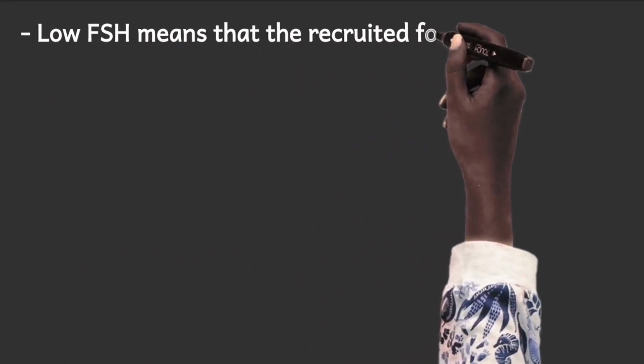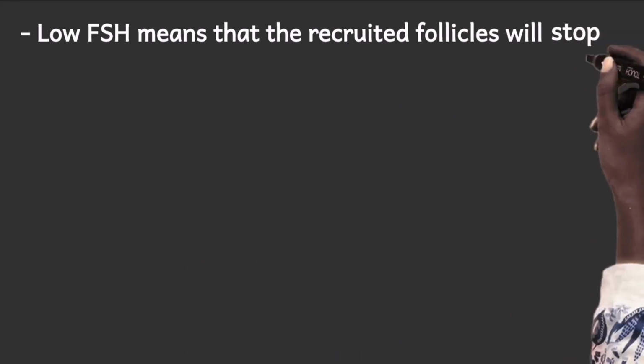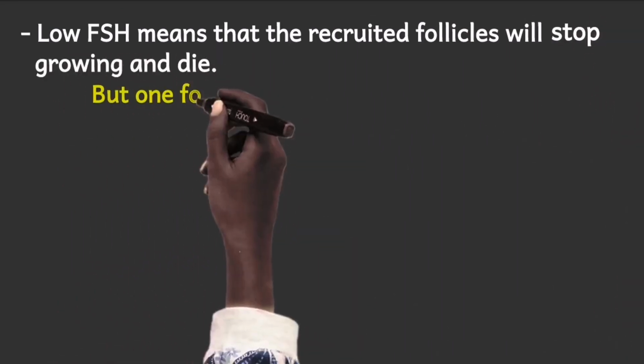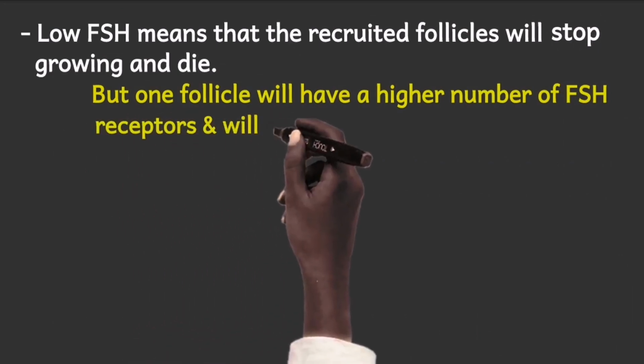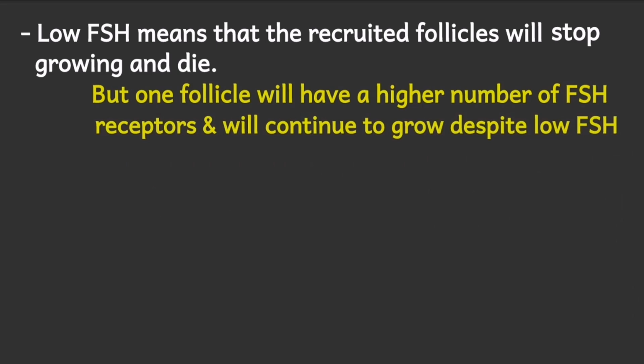Good. Now remember that we said the recruited follicles were growing because they were stimulated by the FSH, right? And so now that the FSH has come down because of high estrogen levels, the follicles will stop growing and then degenerate. And so a low FSH means that the recruited follicles will stop growing and then die. However, there is one follicle which will have a high number of FSH receptors, and because of the high numbers, it will be able to continue growing despite the low FSH levels.